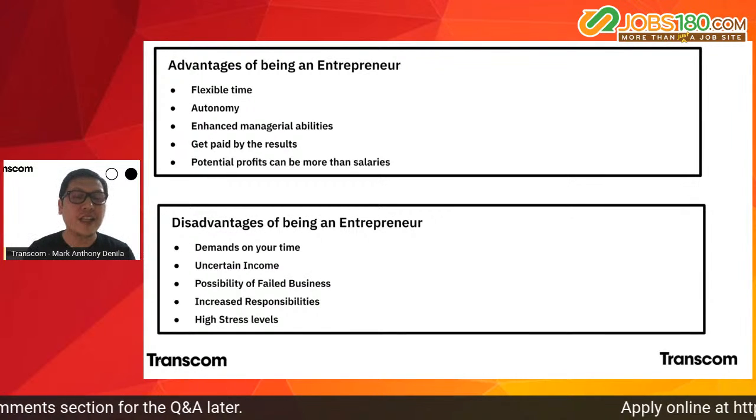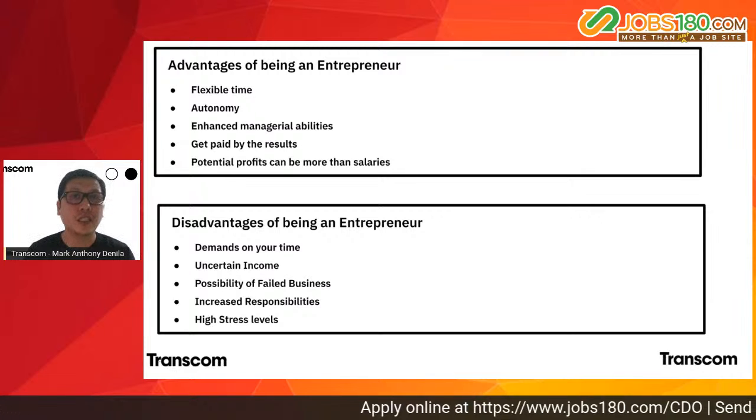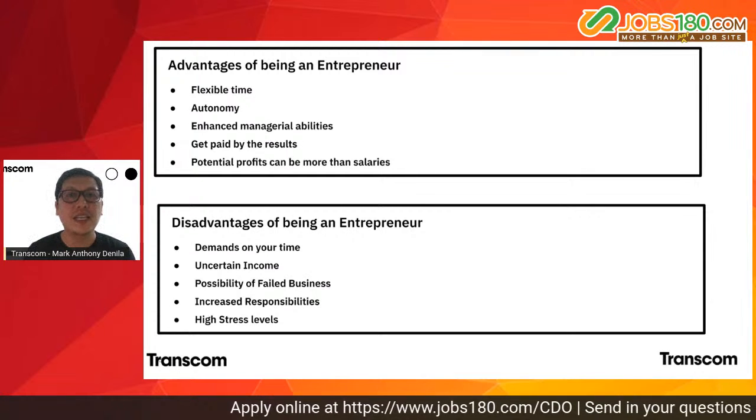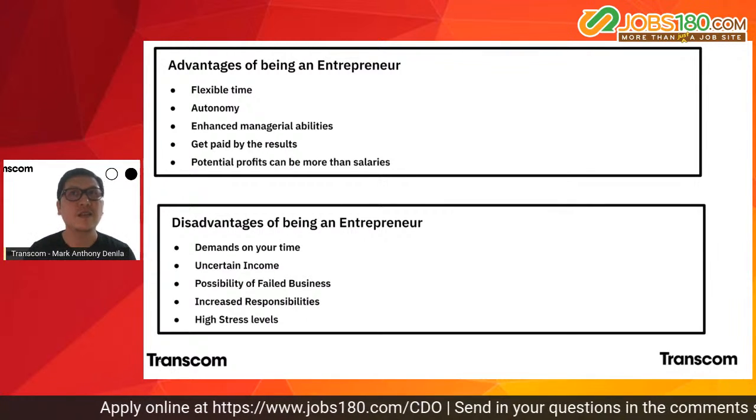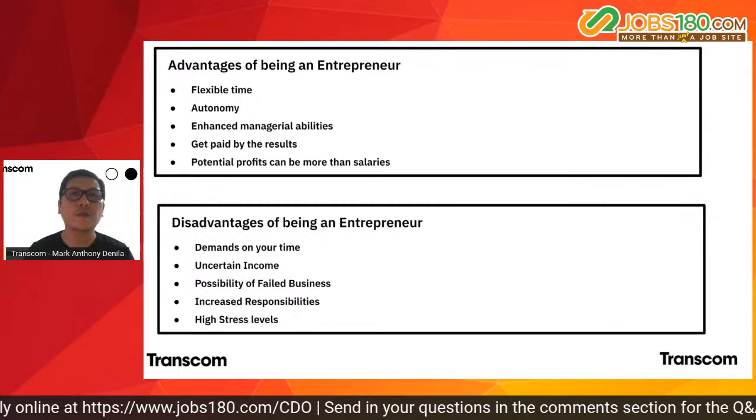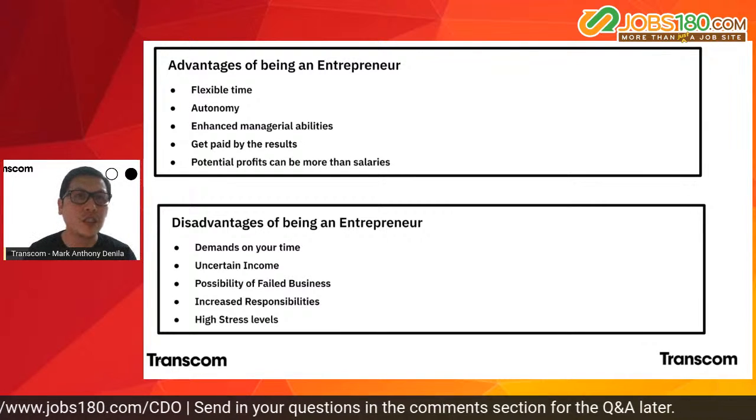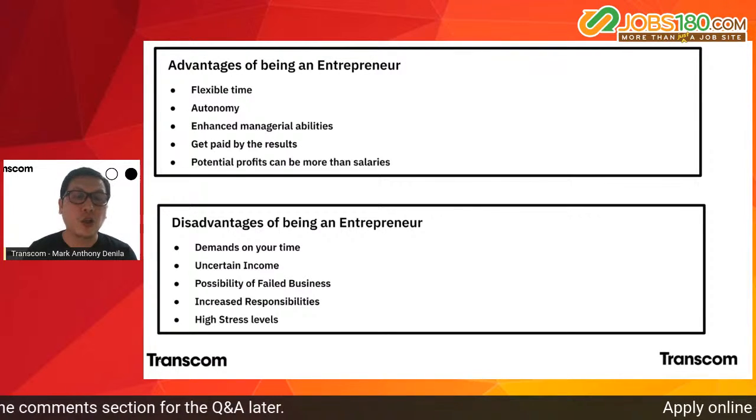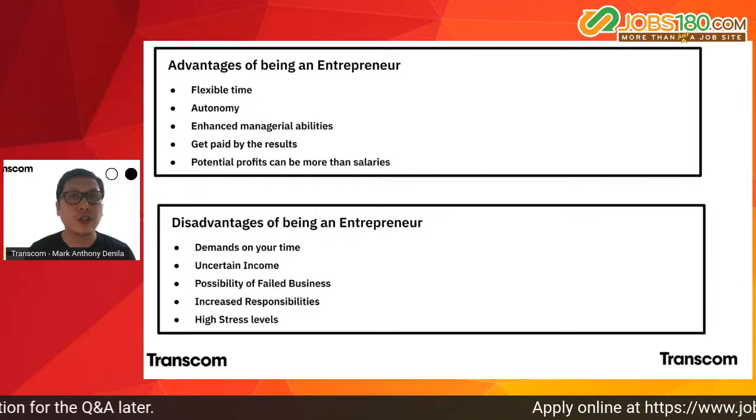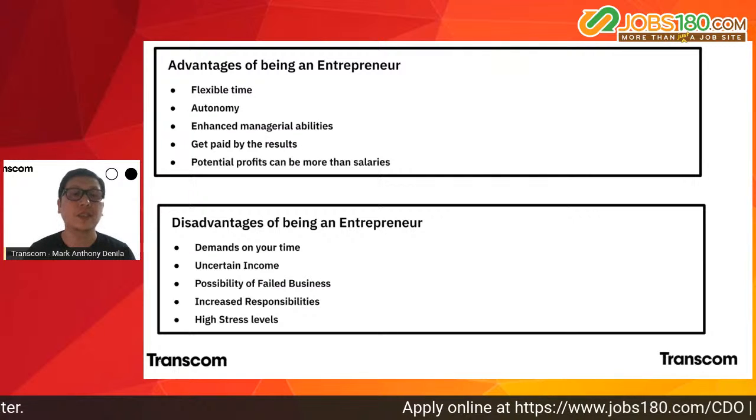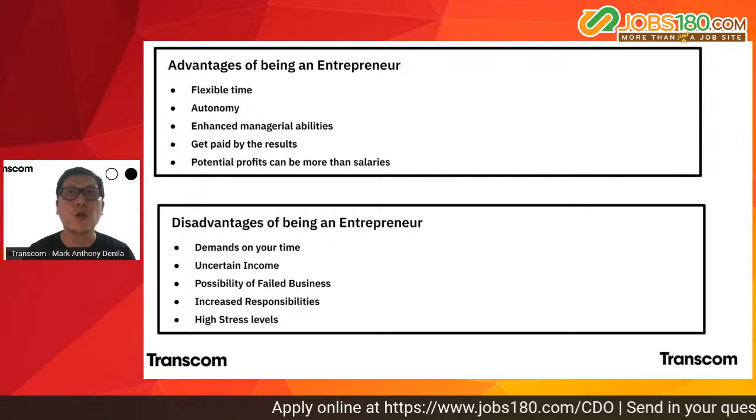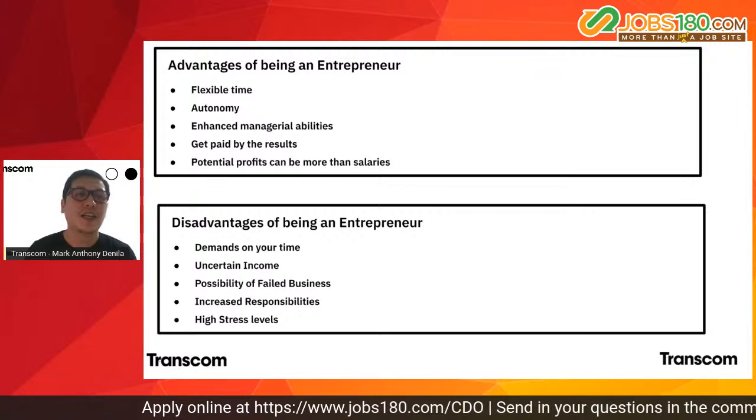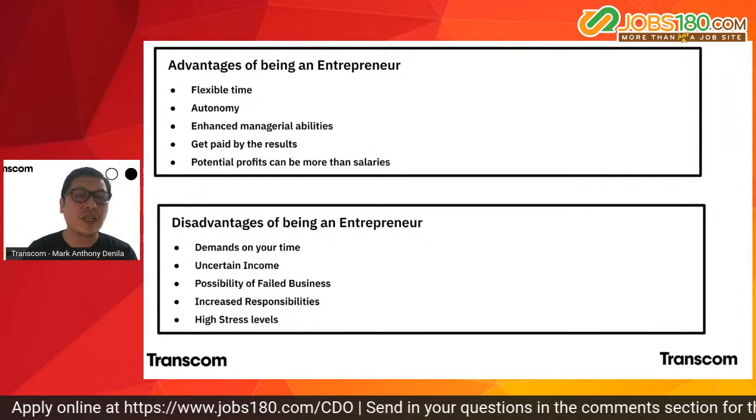So the second advantage of being an entrepreneur, autonomy. Self-governance. You have the ability to govern yourself, unlike being an employee working for a company in which you have to follow policies, rules, directions, and guidance, right? So with autonomy, you govern yourself on how to run your business or which people you want to hire for your business. Third, enhanced managerial abilities.